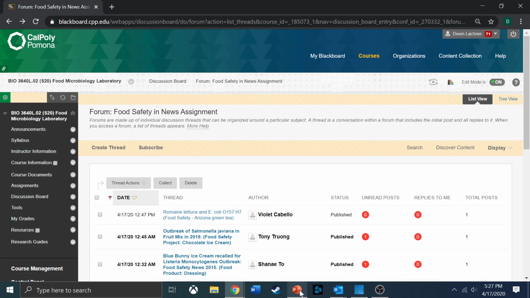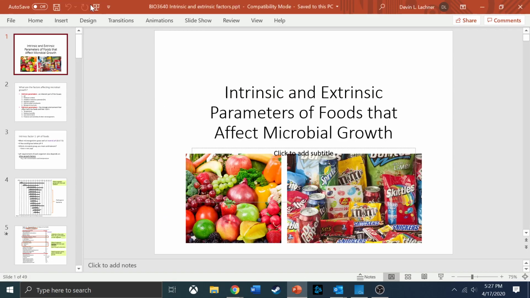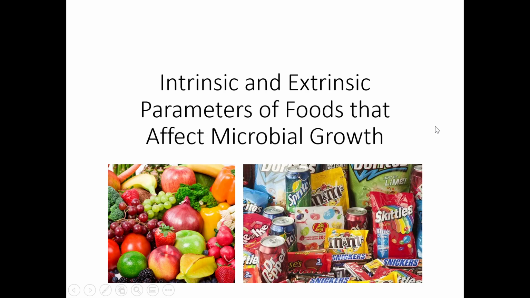Okay, so with that, I want to go to our presentation. This is going to talk a little bit about the intrinsic and extrinsic factors that play a role in determining which microorganisms can grow and how well. And I think this will play a pretty important aid in your food project that you're going to be working on.